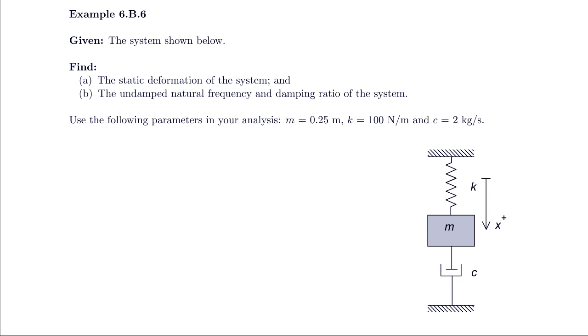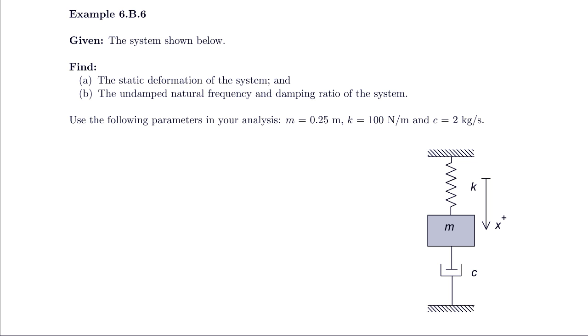For this problem, we're asked to look at the equation of motion for the single degree of freedom system that is shown. There's a block of mass M connected back to ground with a spring of stiffness K. There's a dash pot at the bottom of damping coefficient C. And what we want to do is, one, know what the static deformation is of that block, and two, what's the undamped natural frequency and the damping ratio of the system.